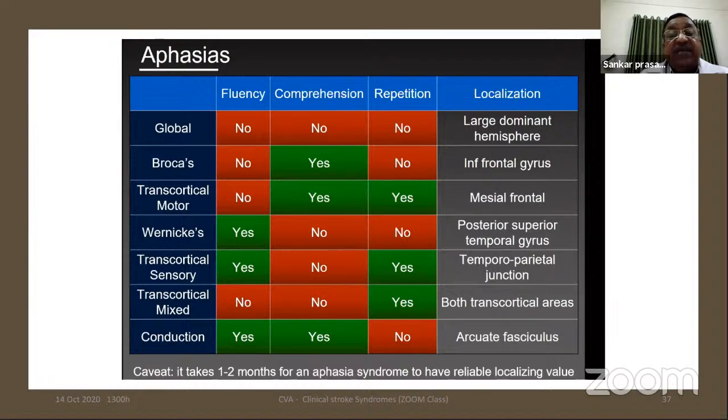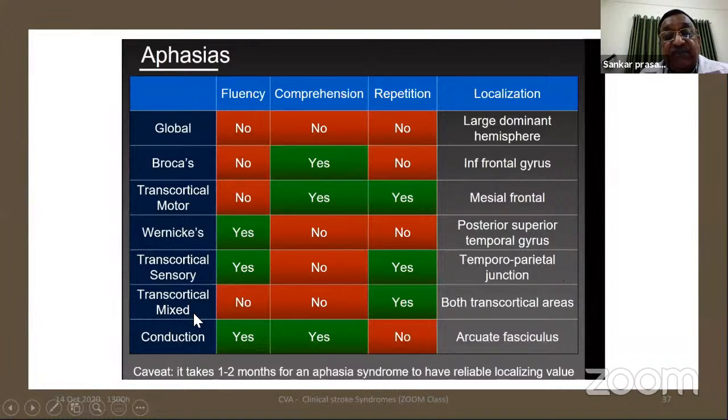Broca's aphasia is characterized by preserved comprehension with no fluency and no repetition, inferior frontal gyrus. Transcortical motor, you always read with Broca's, it has repetition also preserved, and this is mesial frontal lobe. Wernicke's has no abnormality in the fluency, but comprehension and repetition are disturbed, in posterior superior temporal gyrus afflictions. And Wernicke's to be always studied with transcortical sensory, which also has preserved repetition. So this is temporoparietal junction.